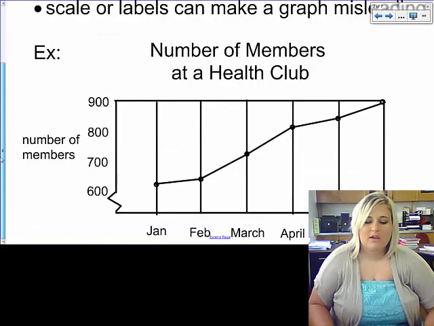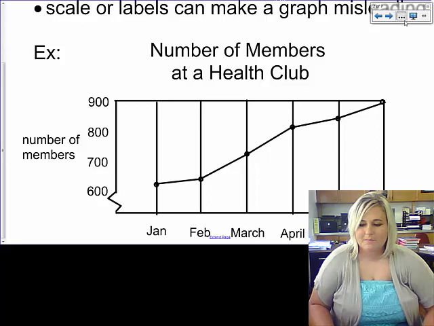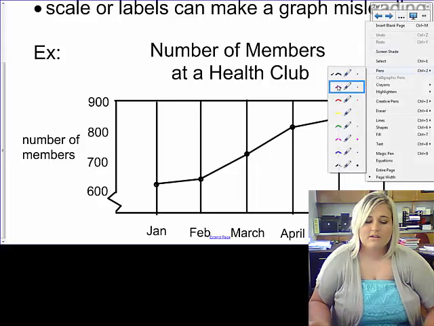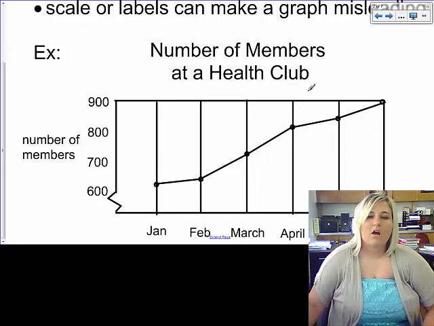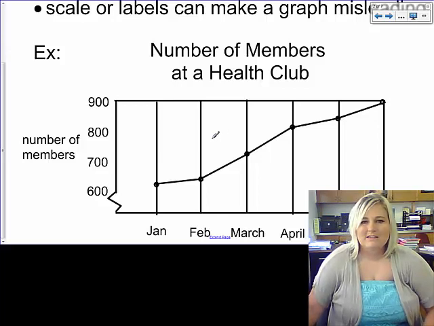For example, we have this graph that we can tell is about the number of members at a health club. On our y-axis, it says the number of members. So we have 600, 700, 800, 900. And then we have January, February, March, April, May, and June. And what we want to know is why this might be misleading.